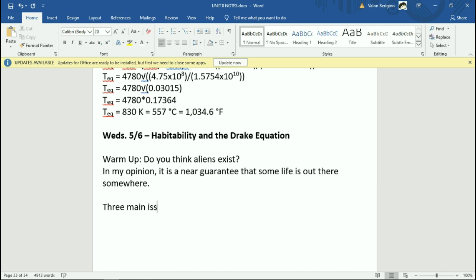So, the question of alien life. Okay, and the first is, what even is life? Because we don't know. We don't have a really good definition for that.